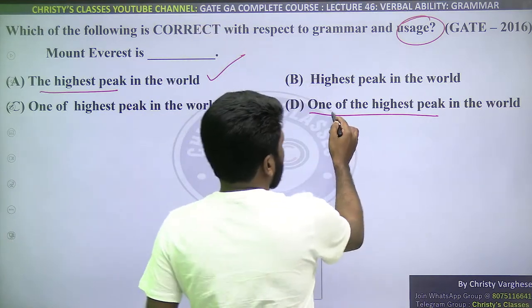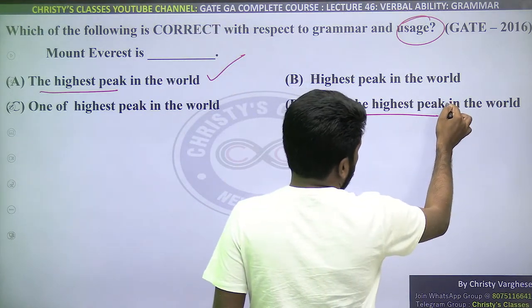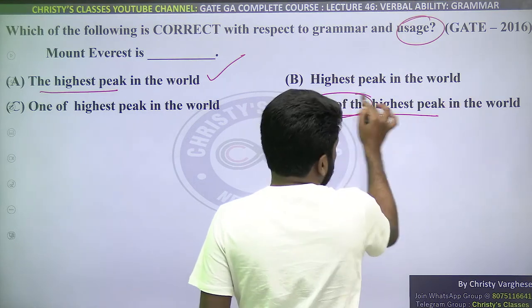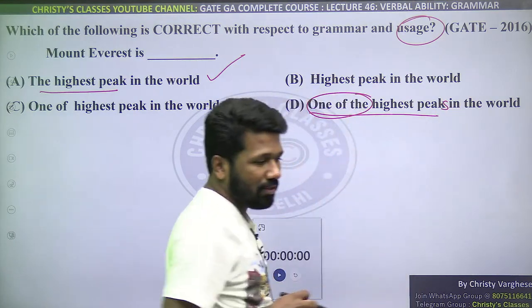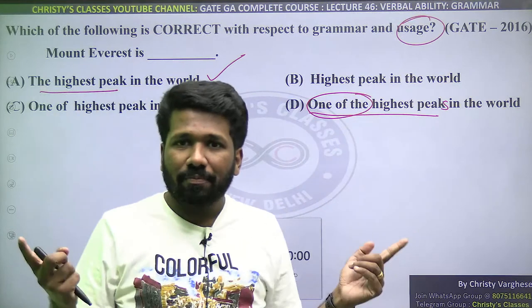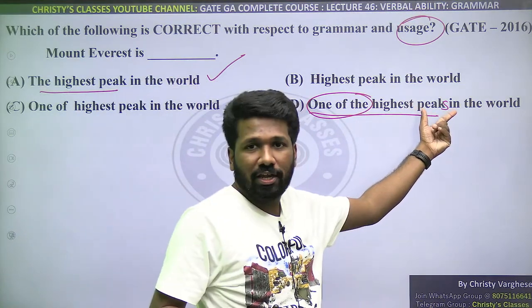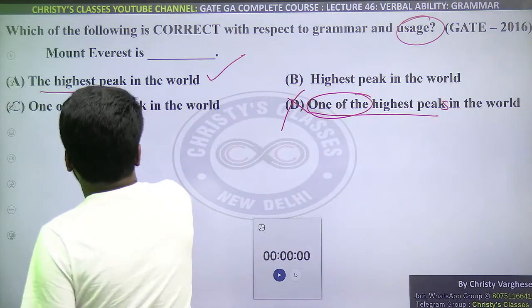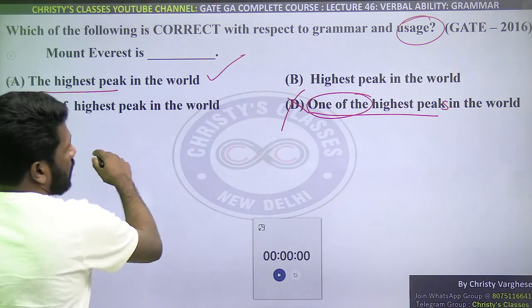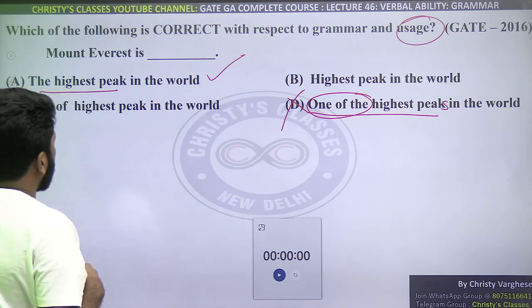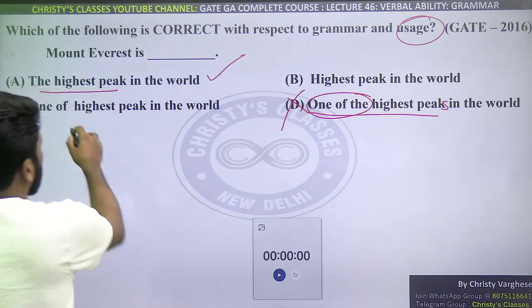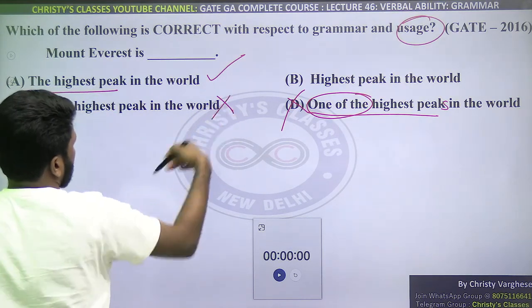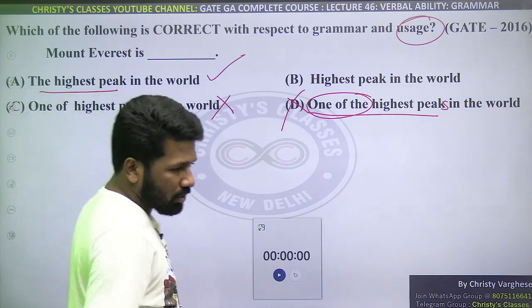That is why one of the highest, here there is grammatical error also, because one of the use kiya to yaha pe plural hona chahiye. Because one among many. So many means plural hona chahiye na. So grammatically also that is wrong. That is why option D is wrong. So, one of highest peak also is wrong. That is also grammatically wrong. So, only option A is correct.